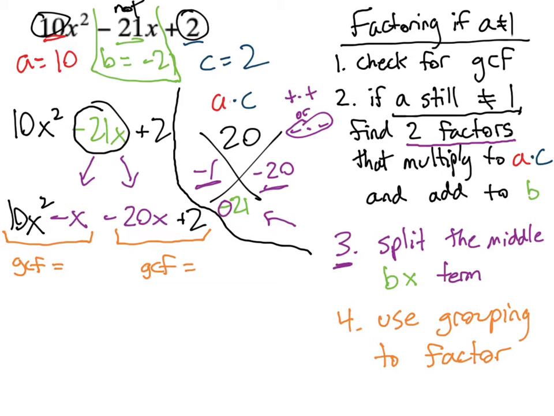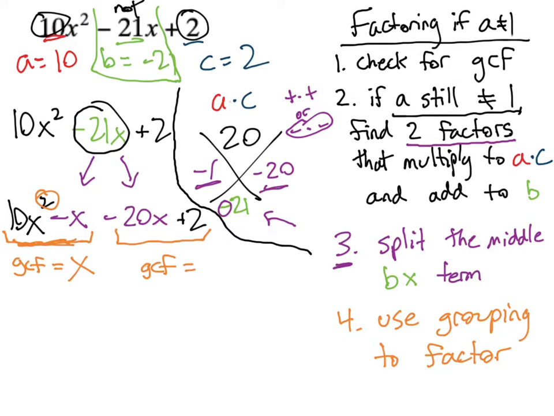In our first group on the left here, our leading term has a coefficient of 10, but our second term has a coefficient of negative 1. So there's no number bigger than 1 that we can divide both of those coefficients by. But we can still divide both of those terms by x because x squared does have x as a common factor. X squared is just x times x.